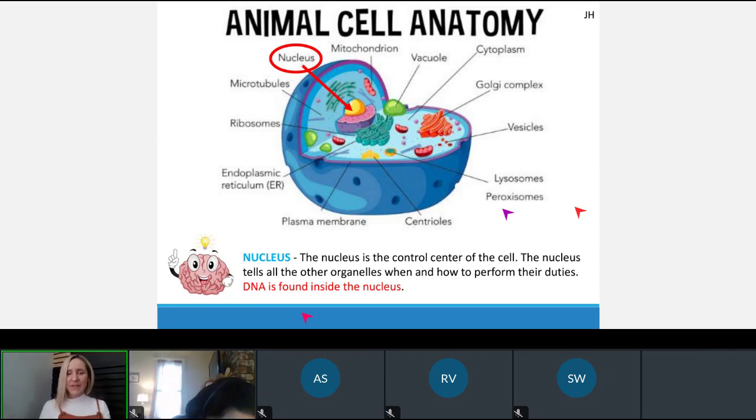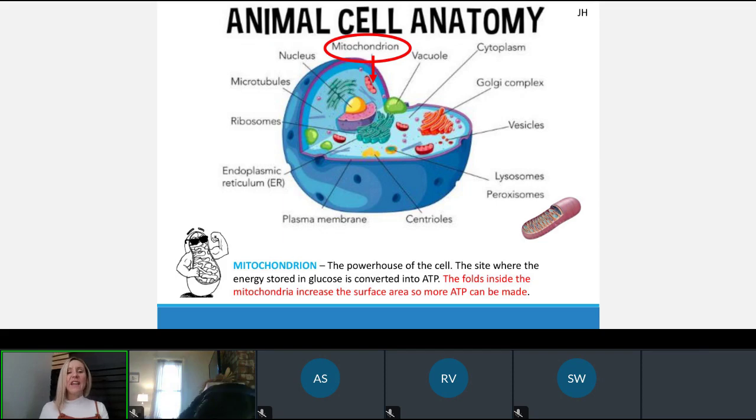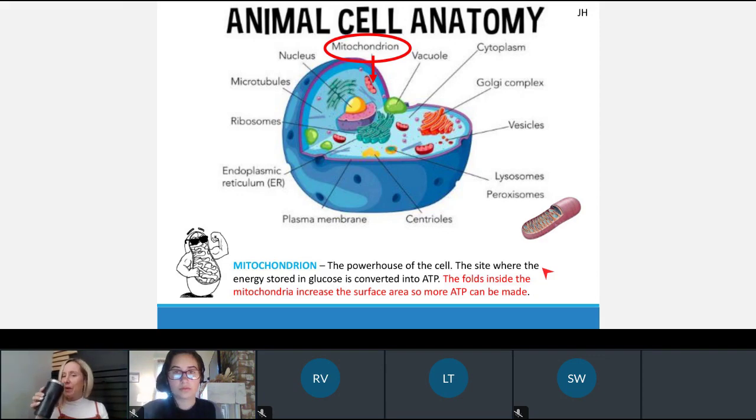Then let's keep moving. The nucleus protects our DNA. Up next is the mitochondria. Does somebody want to read what the mitochondria is? Lizzie, you want to read that? Sure.